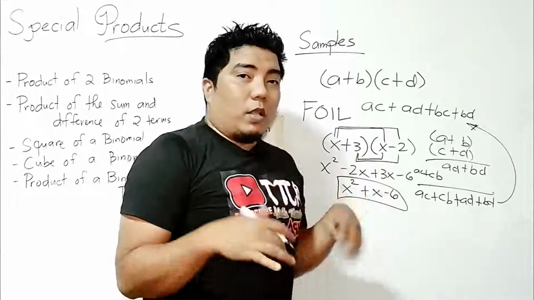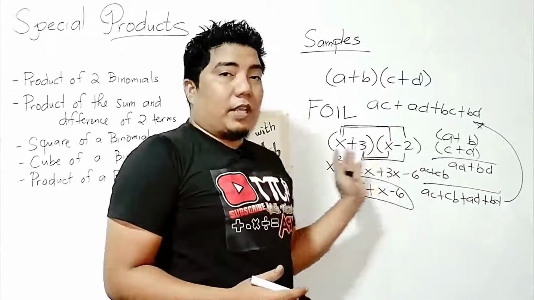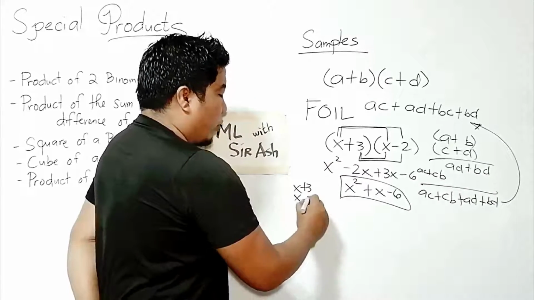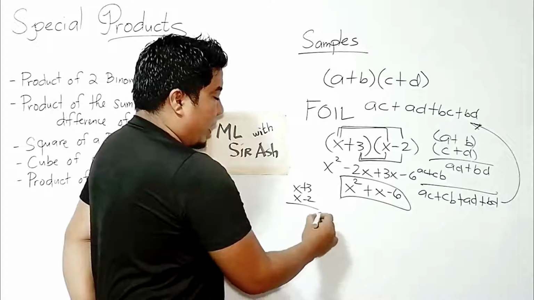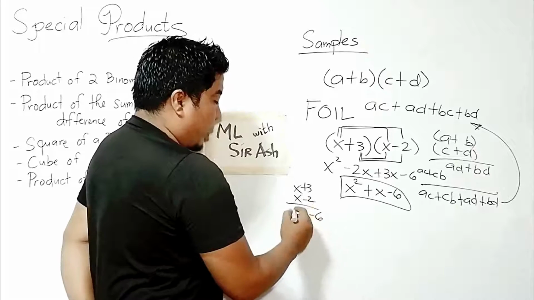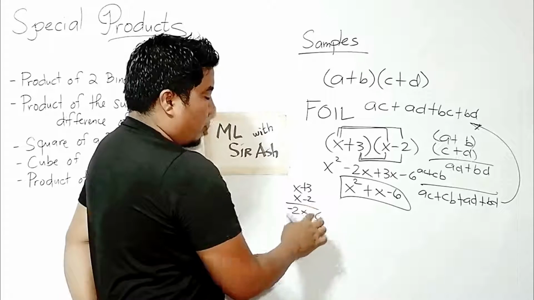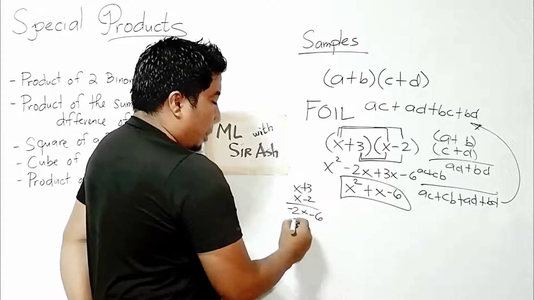Easy, right? Now, what if we try to do this in the vertical method? So we have x plus 3 times x minus 2. So 2 times 3, that is negative 6. 2 times x, that is positive 2x. Sorry, negative 2x, because this is minus 2, okay? X times 3, that is positive 3x.